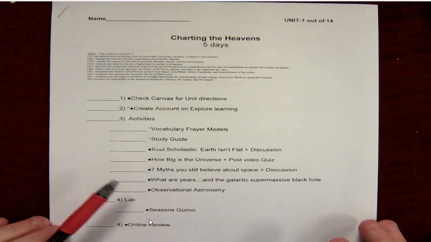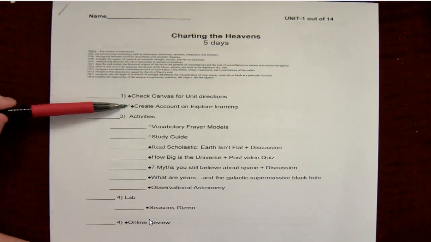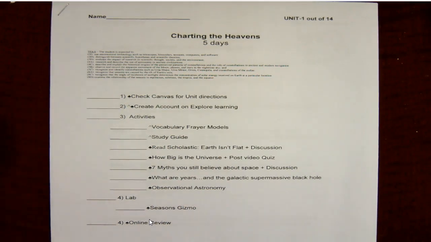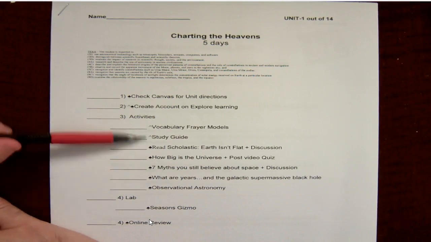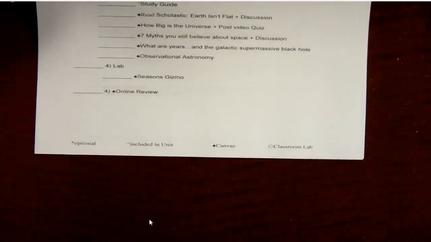So this is our table of contents, right? So we check for directions, we created an account, and then this is the activities. Excuse me, this is the things to do. Notice they all have symbols, right? So if we go to the bottom of this unit, you can see what the symbols mean.